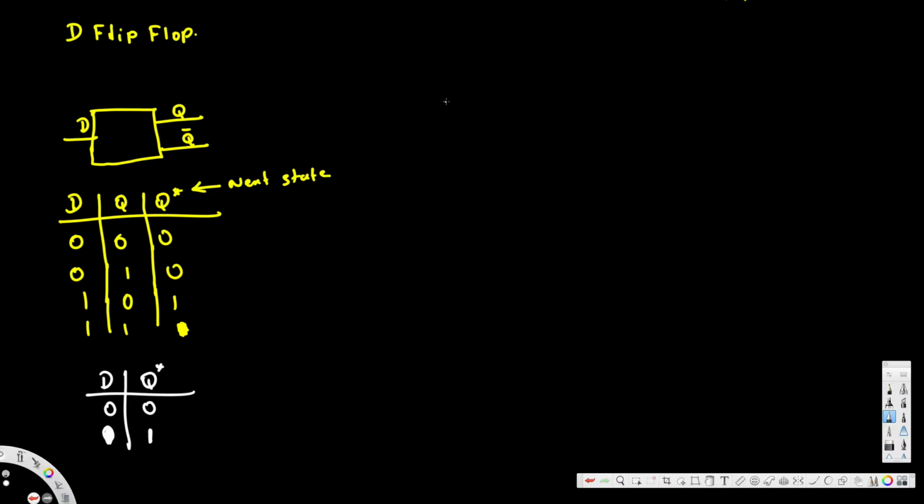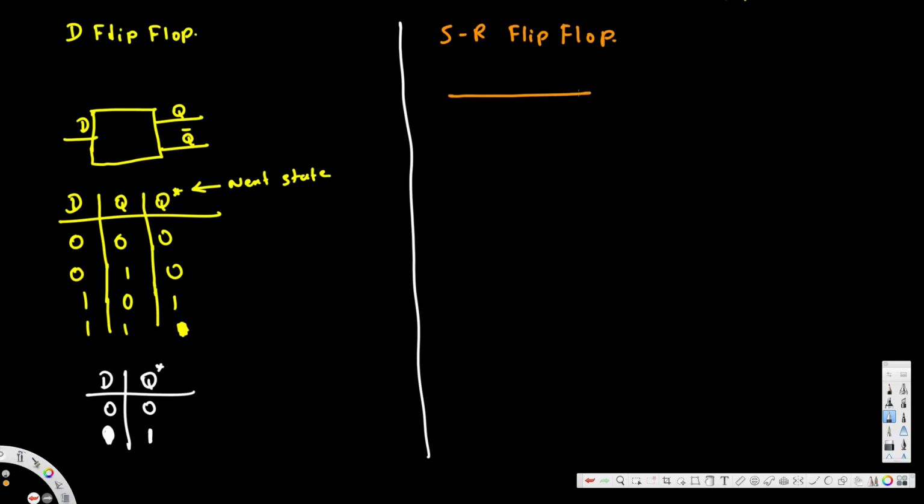Now let's look at the SR flip-flop. Now the SR flip-flop, we will have S, R, and the next state Q asterisk.